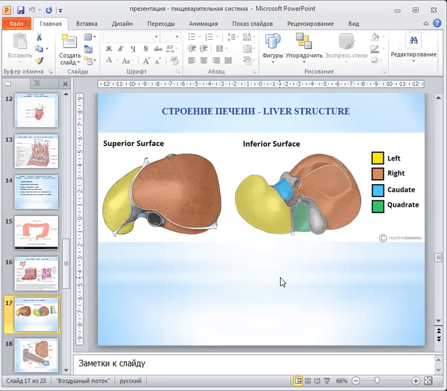The lobule is the structural unit of the liver. The liver is divided into a lot of lobules by means of connective tissue, about 500,000.